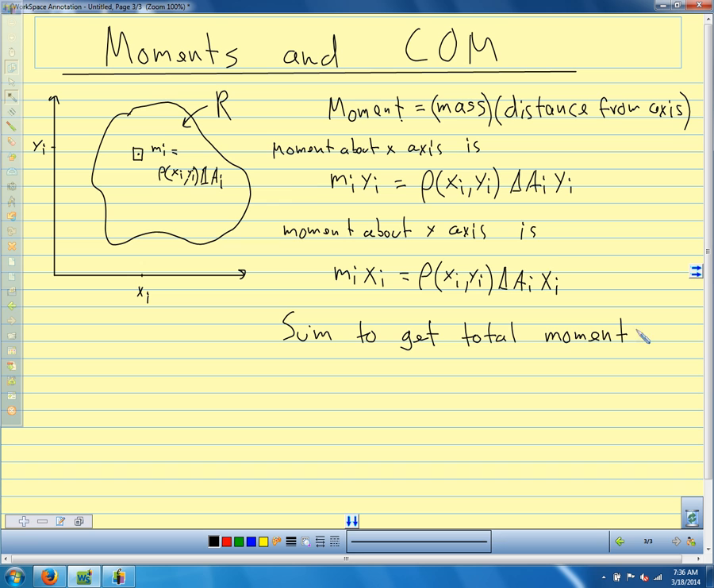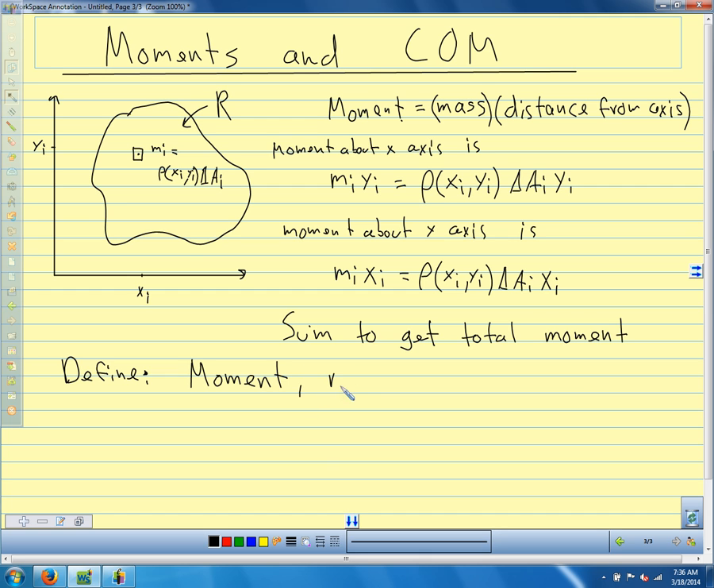Well, this sum, when we sum this over the area, let delta A sub i approach 0, that sum exactly corresponds to our definition of a double integral. Rho x sub i, y sub i is some function of x and y. We multiply that by y, that's still a function of x and y, so we end up with a double integral. So we're going to define what we call our moment.